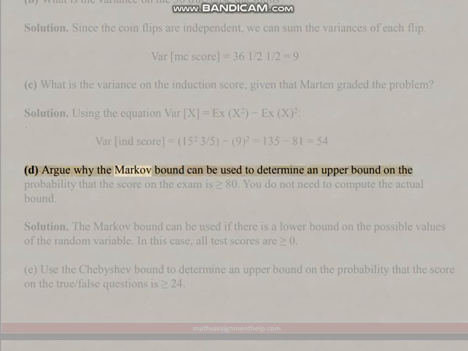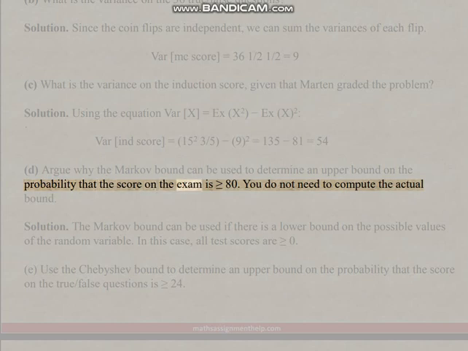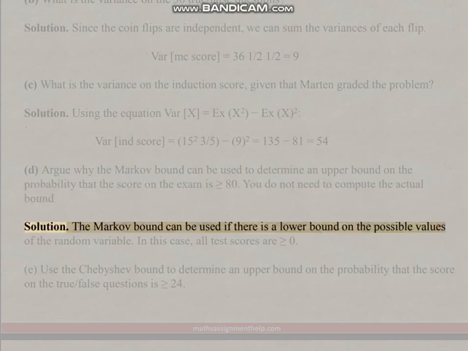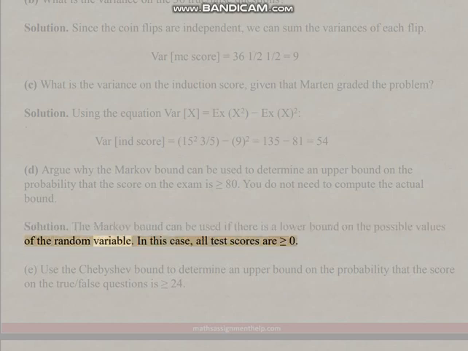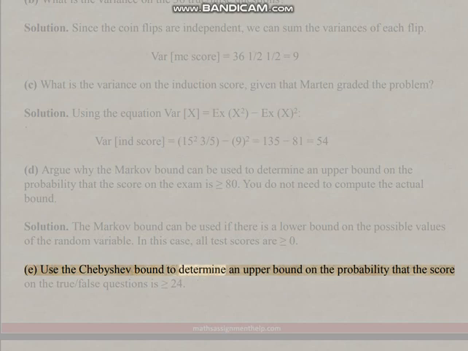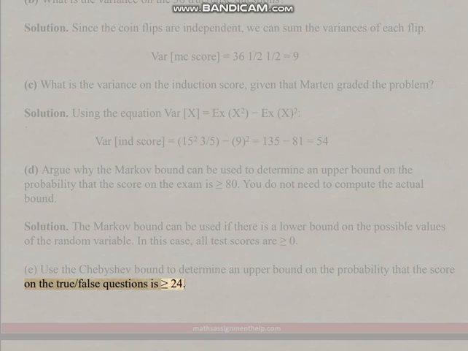D. Argue why the Markov bound can be used to determine an upper bound on the probability that the score on the exam is greater than or equal to 80. You do not need to compute the actual bound. Solution. The Markov bound can be used if there is a lower bound on the possible values of the random variable. In this case, all test scores are greater than or equal to 0. E. Use the Chebyshev bound to determine an upper bound on the probability that the score on the true/false questions is greater than or equal to 24.